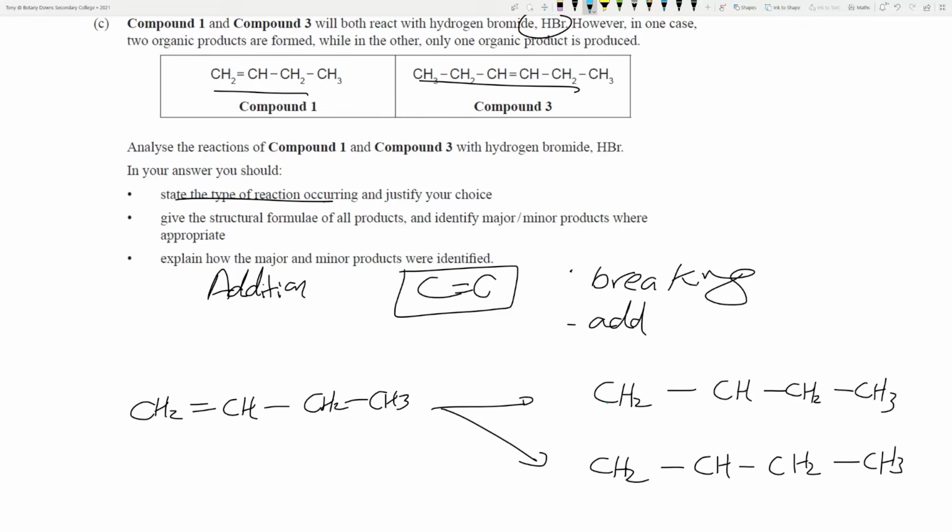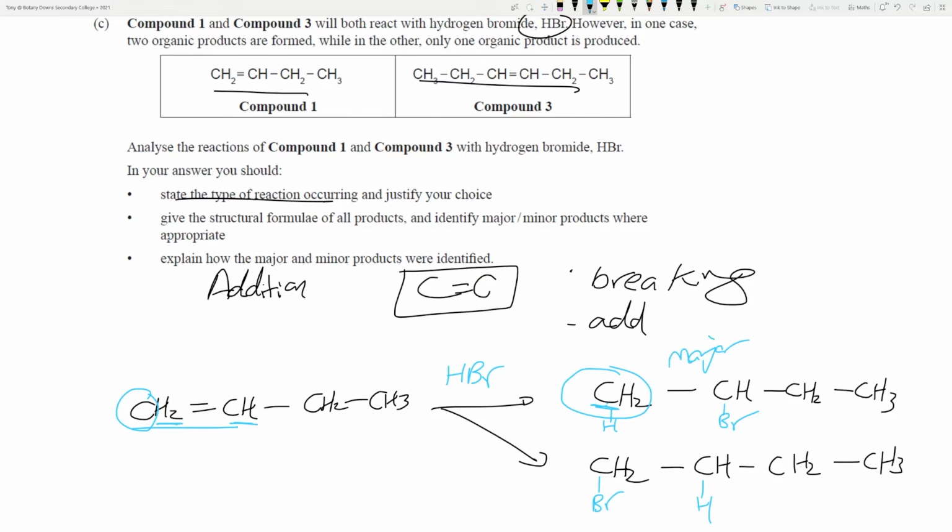So what are we adding? We're adding HBr. So that means we can add the H here, put the Br here, because we broke the double bond. Don't put the H and Br anywhere else. And then vice versa, I'm going to put the Br here, put the H here. And which one's major? This one's major. Why is it major? Because this carbon has two hydrogens compared to this carbon, so it's more likely for this carbon to gain another hydrogen, and hence it's major.